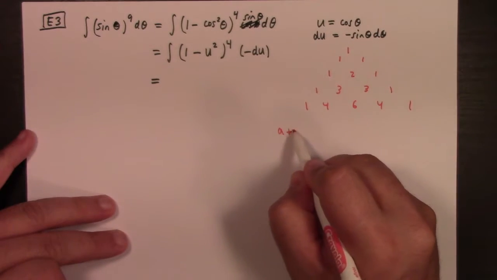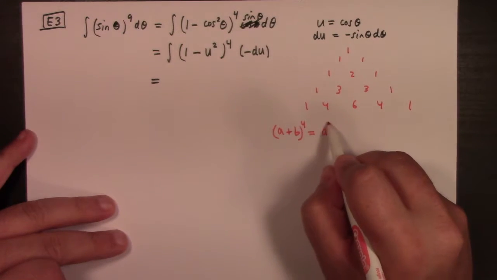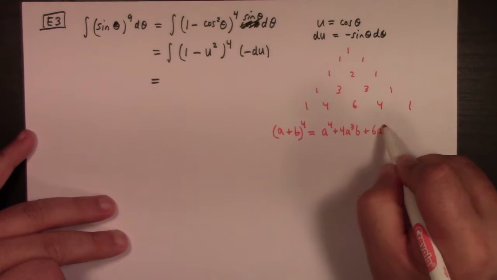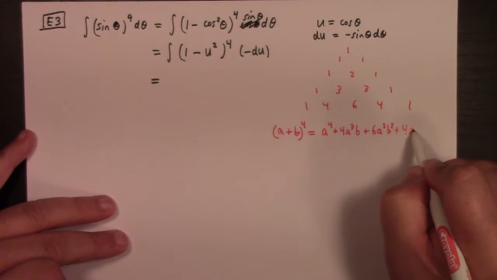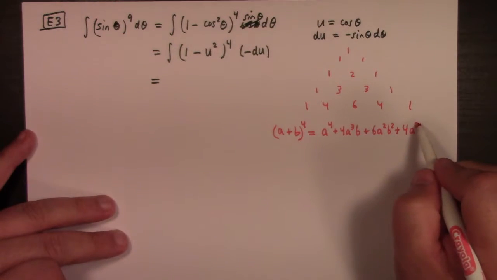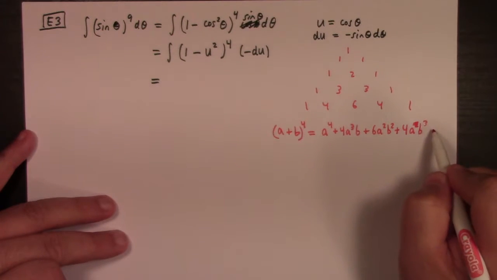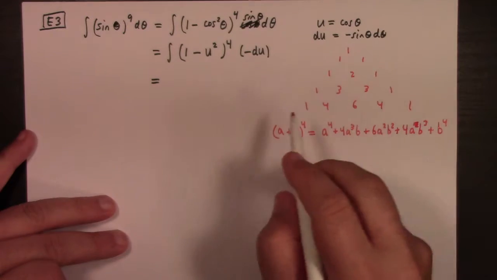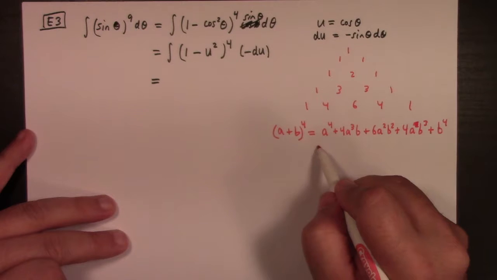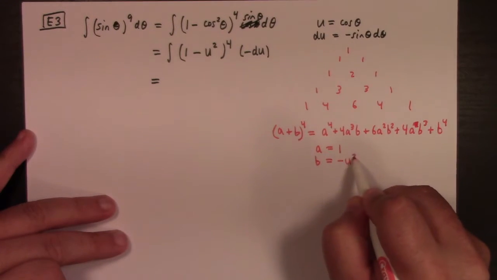That tells me that if I take the quantity a plus b and raise it to the fourth power, what I get is a to the fourth plus 4a cubed b plus 6a squared b squared plus 4a b cubed, and then plus b to the fourth. All right, so we're applying this binomial theorem in the n equals 4 case to the case that a is equal to 1 and b is equal to minus u squared.